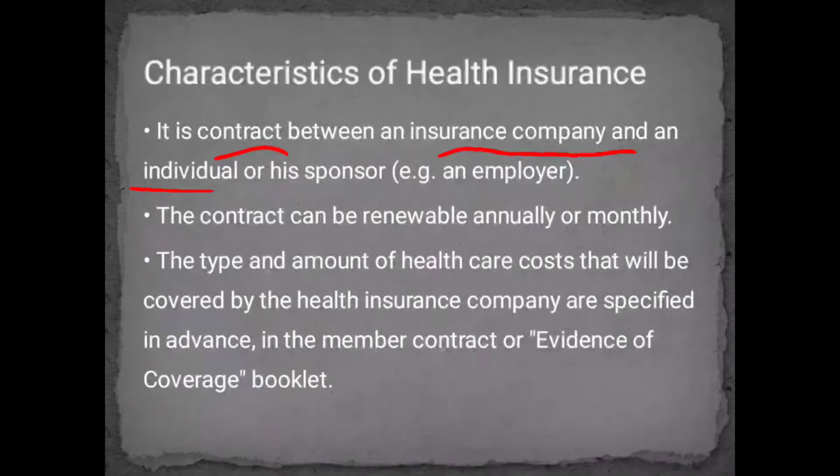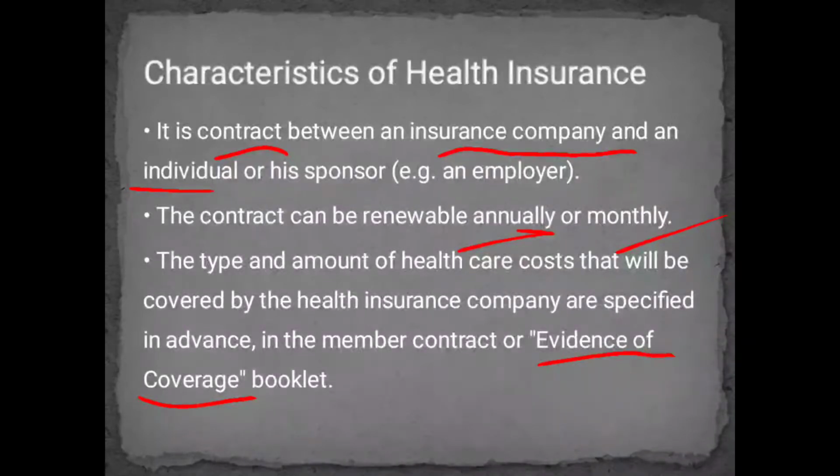Then the contract can be renewable annually or monthly. There are various types, renewing annually or monthly. It is not fixed that you renew only once and, if you pay, everything is over. No, that depends on the policy. Then the type and amount of health care costs that will be covered by the health insurance company are specified in advance in the member contract or evidence of coverage booklet. They usually provide an evidence of coverage booklet, and in it all the details of what it covers and what it doesn't cover are given in the beginning itself, and on that basis the policy is made. Therefore this is also one of the important aspects of health insurance.